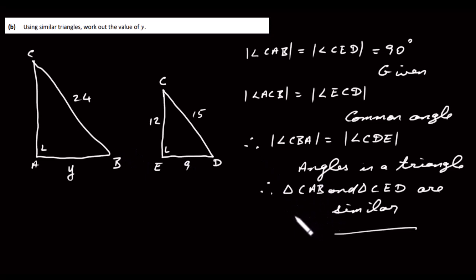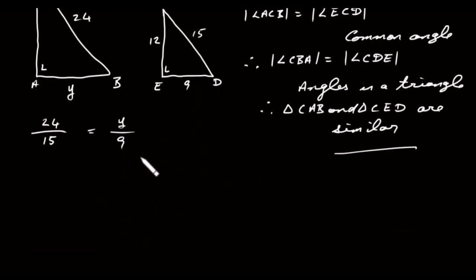So once they're similar, we know that sides are in proportion in order. So we can say the hypotenuse on this triangle, the 24, divided by the hypotenuse on this triangle, which is 15, is equal to, we need to work out y, so we're going to include y on the big triangle, must be equal to 9 on the smaller triangle. So cross multiply then, so you get 9 times 24 equals 216, and that's going to be equal to 15y. So all we've got to do then is divide by 15, and that gives 14.4. So that's our y there. And that's it for this question and this paper.